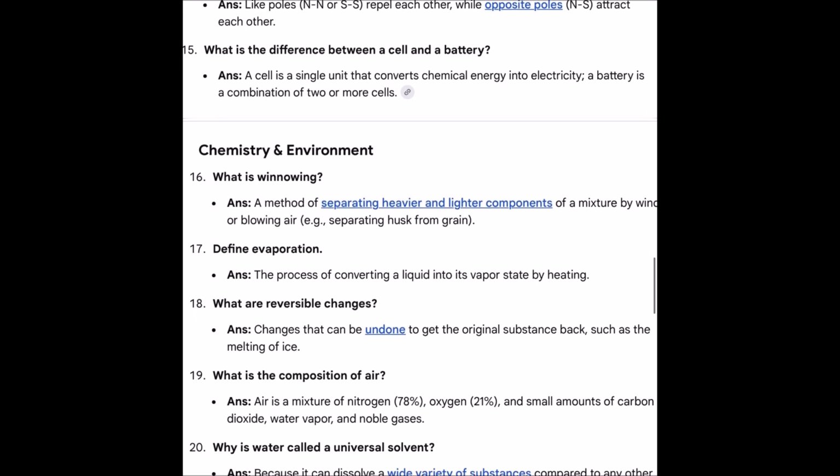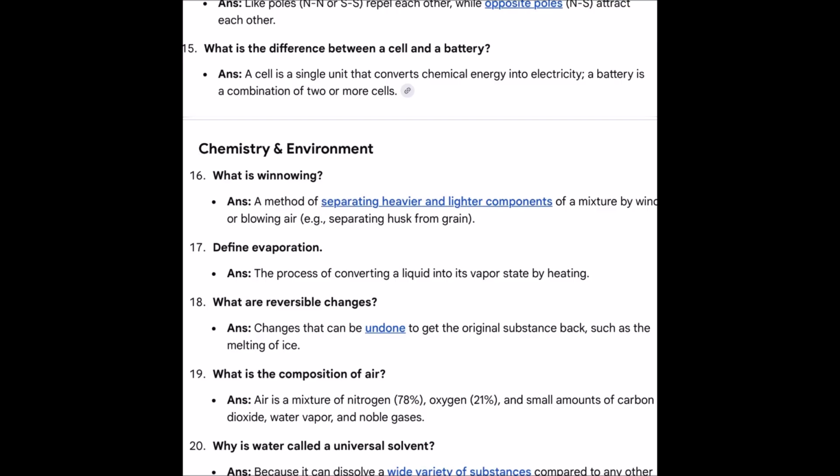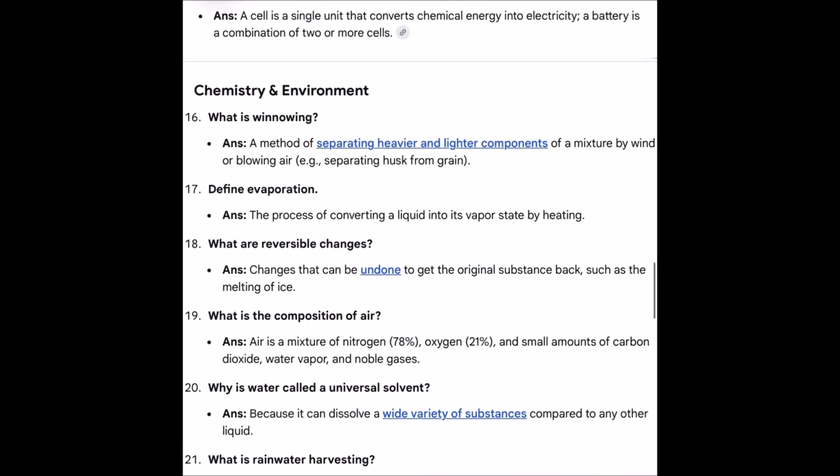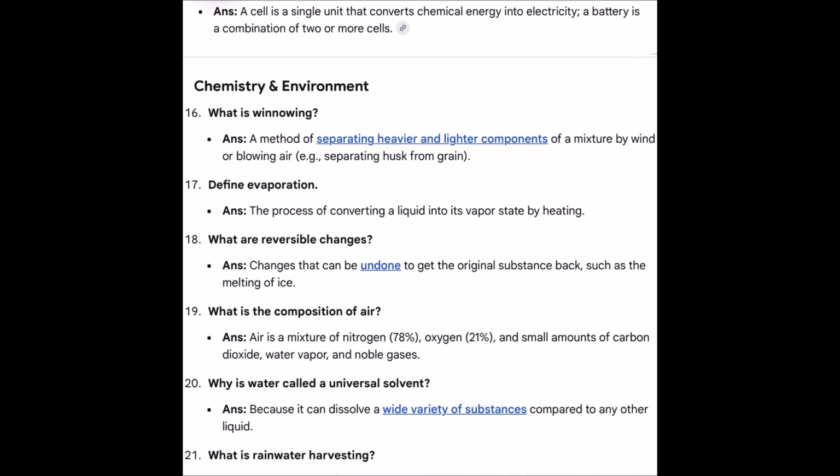Now next we have a few questions based on chemistry and environment. Question 16 is, what is winnowing? So a method of separating heavier and lighter components of a mixture by wind or blowing air is called winnowing. A good example of winnowing is when farmers separate the husk from the grain, then they use wind to separate the husk from the grains. This is called winnowing.